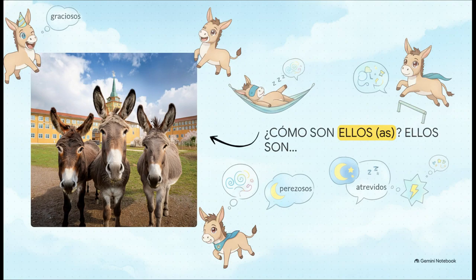If we look across the field at them, we ask our third-person question, ¿Cómo son ellos? And now, instead of just calling them intelligent, look at the massive vocabulary you have to pull from. Ellos son graciosos. Ellos son perezosos. Ellos son atrevidos. You can mentally mix and match any of those new words, making sure you apply that plural ending, of course, to describe them perfectly.